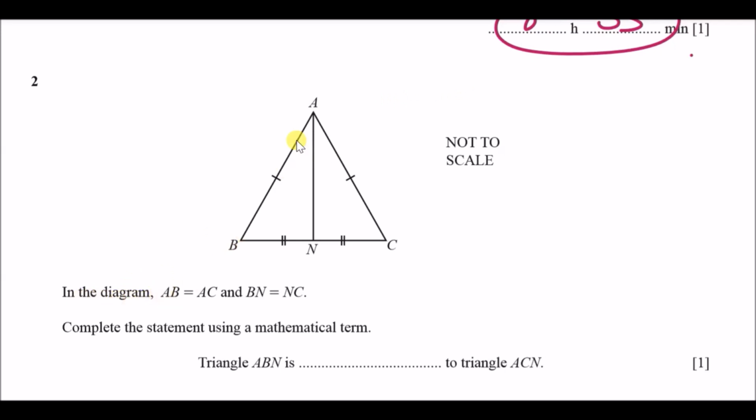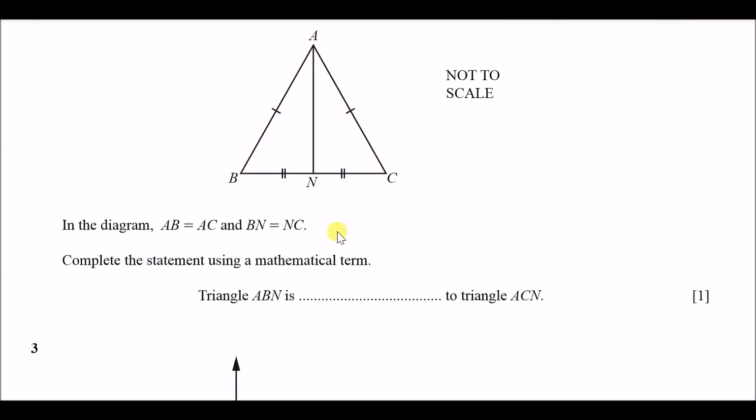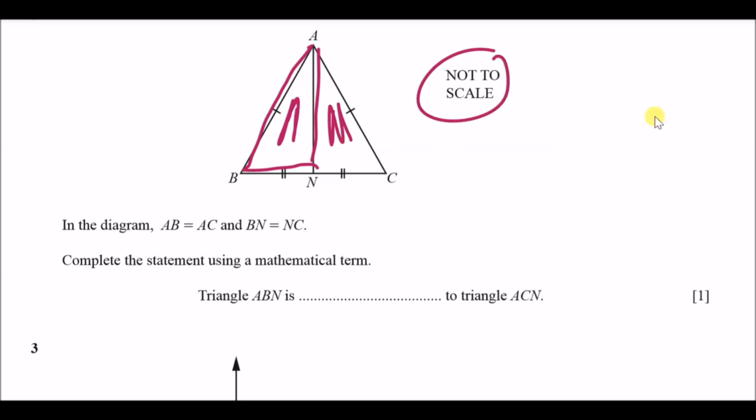In the diagram, AB equals AC and then BN equals NC. So by default, this is most likely an isosceles triangle, yeah? Complete the statement using a mathematical term. So triangle ABN is something to triangle ACN. Now if you look at both of these sides, they have the same lengths all around, so we can definitely say that these two triangles must be identical. But you can't use the word identical. Another word that has the same meaning as identical is congruent. Now congruent is literally another word for identical, and that's all you need to know.